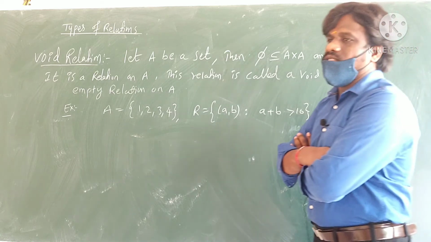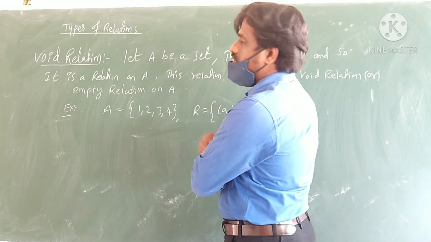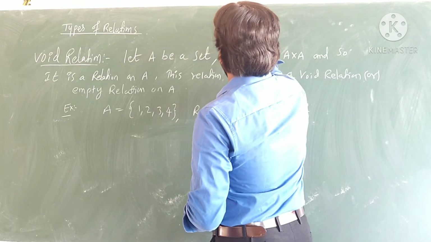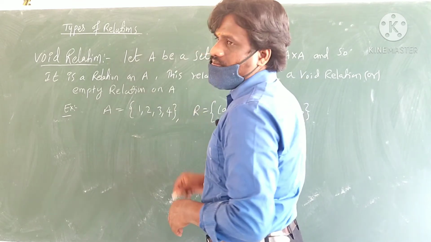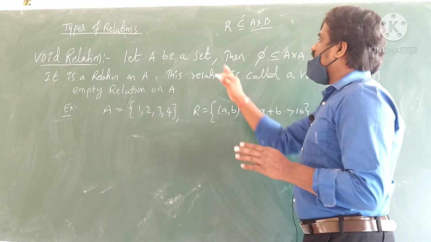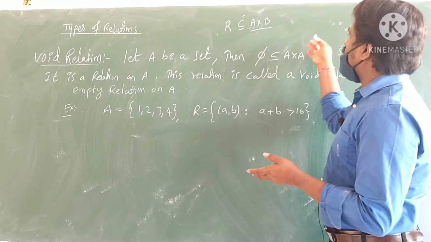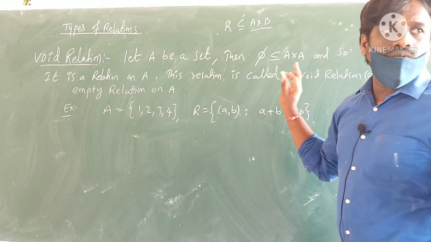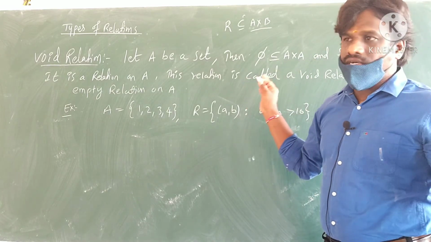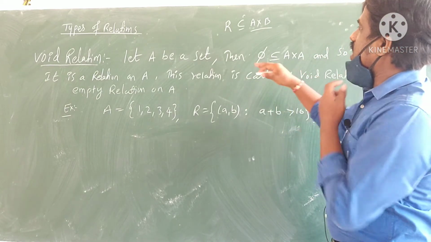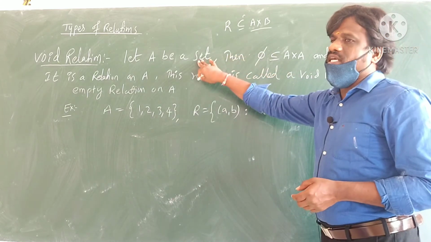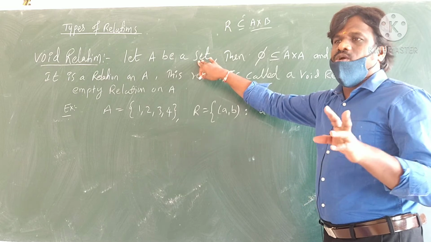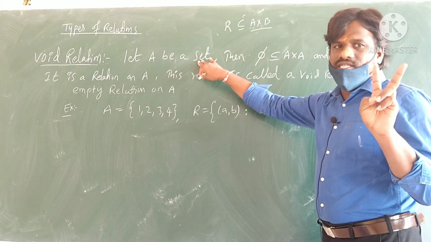I told you, what is the definition of a relation? A relation is always a subset of A cross B or A cross A, like anything. If you are taking a set A, then A cross A will be a relation. What is the Cartesian product? If I am taking two sets A and B, then A cross B is the Cartesian product. If I am speaking about one set A, then A cross A is a relation, the biggest relation.